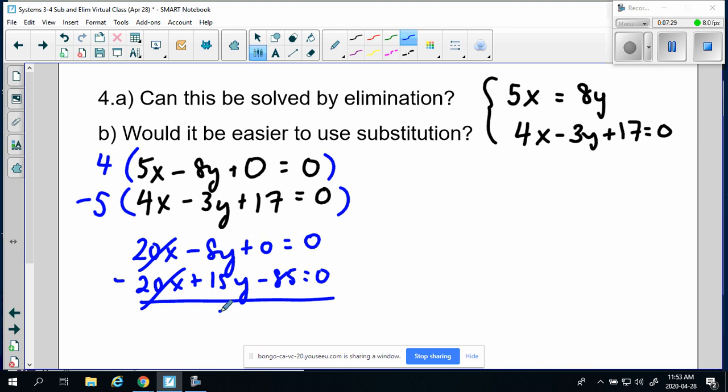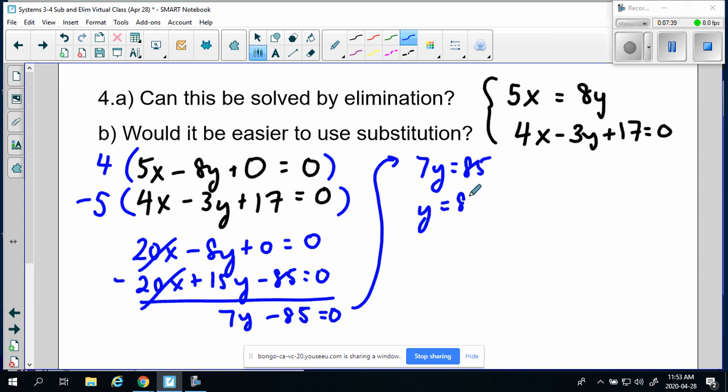And I'm going to have 7y minus 85 is equal to 0. If I continue to solve this, 7y is equal to 85, and y will equal 85 over 7. And I leave that as a fraction, not as a decimal, unless they ask me to change it. So then you could go through and solve for x as well.